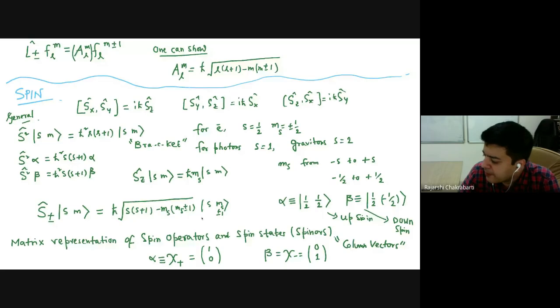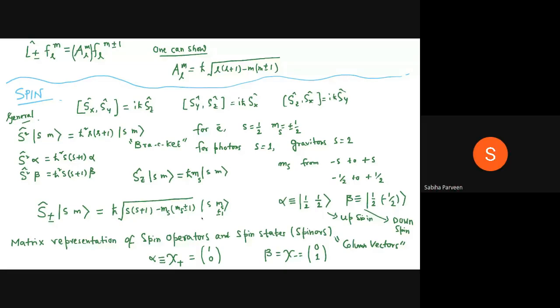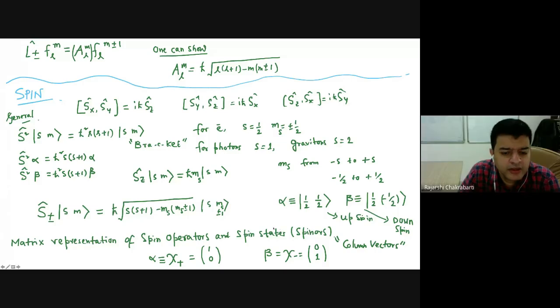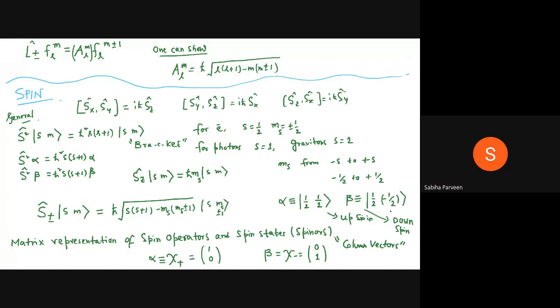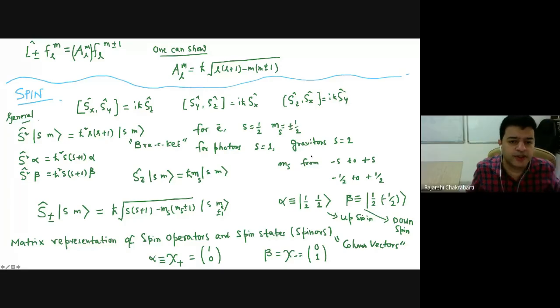Yes, tell me. Sir, I have one doubt. For the up spin alpha, we write half, half in the ket notation. So why are we using two halves? Because alpha is plus half. Not L, for S. I'm talking about spin now. I put S equals half, m_s equals half. Alpha means half, half. Beta means half, minus half. So alpha is up spin. We can also write plus half only? No. L is for orbital angular momentum.